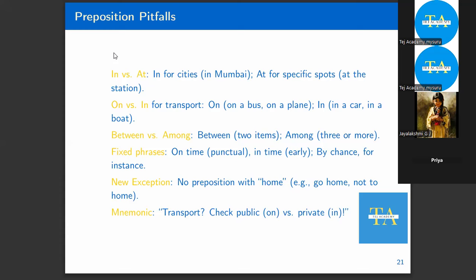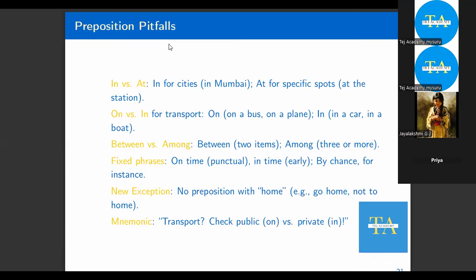Okay. And between versus among. Between, of course, for two items. When something is there between two things, we use between. And among is three or more. When it's about a group, we better use among. Among the students, we have to choose a participant for the event.